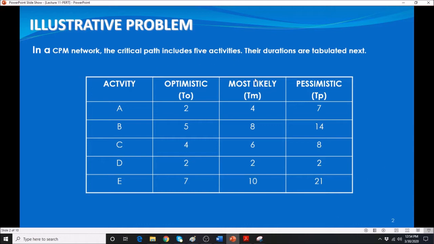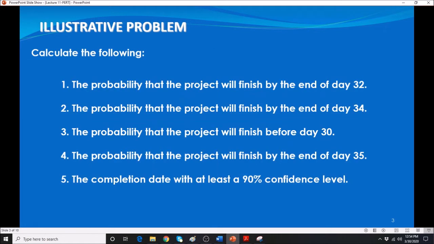All right, so this must be the given. The project manager will be the one who will be providing those estimated numbers here. Those are the estimated durations in its optimistic, most likely, and pessimistic.